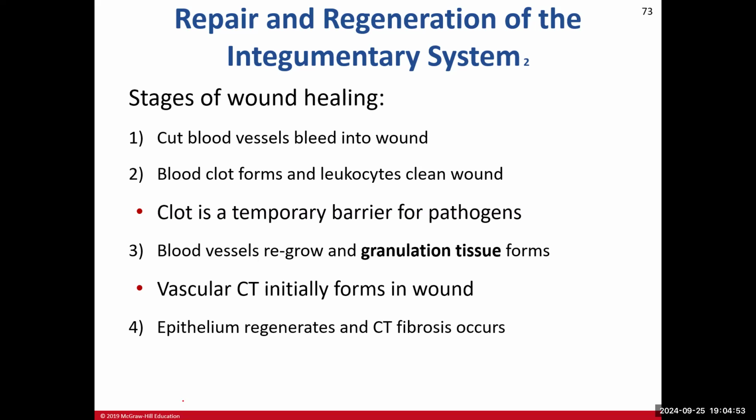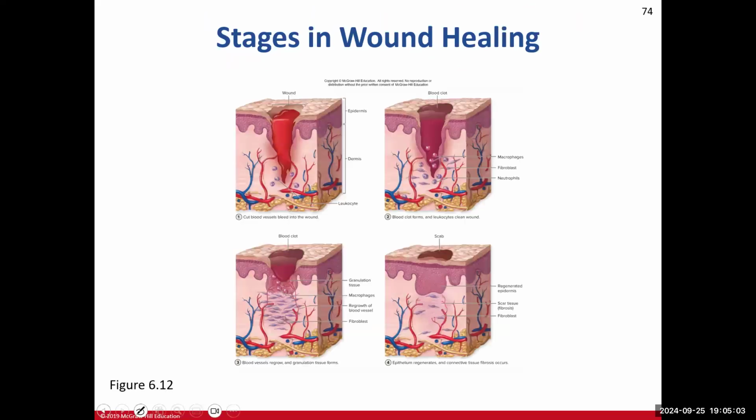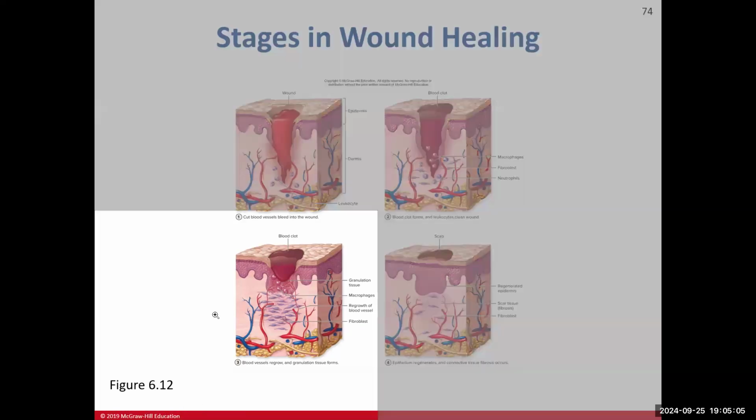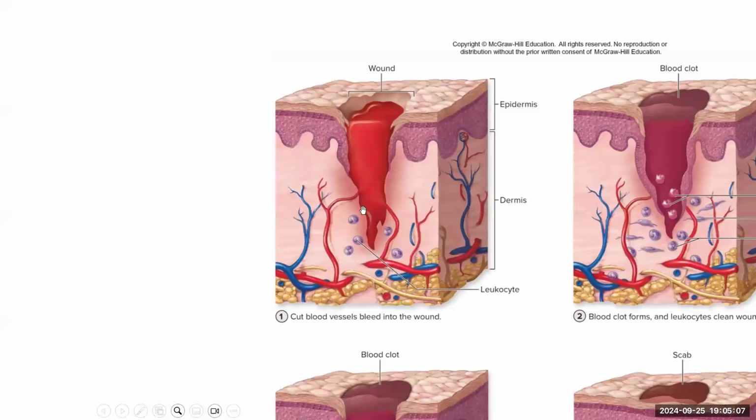So there's 4 stages that are going to occur in wound healing. The first one there you can see is cut blood vessels bleed into the wound. What does that look like? That's what we see here. So you see a knife, some sharp object has either punctured you or sliced you, and it's gone deep enough down in the dermis where it's cut some of these blood vessels, and the blood starts to seep and move into the wound here. That's the first phase.